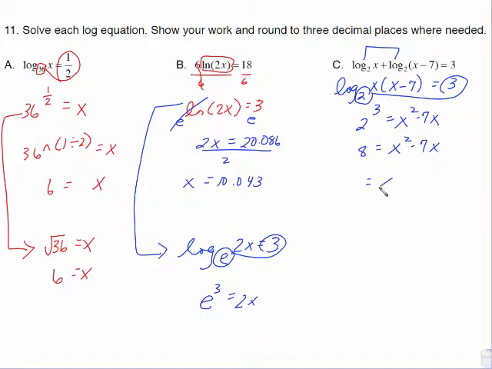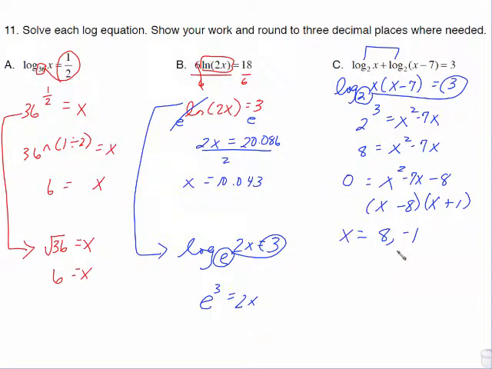To solve a quadratic equation, you have choices of factoring or the quadratic formula. Either way, you want everything on one side in descending order. I'm going to factor this because that's easier. Factors is x minus 8 times x plus 1, which gives me these two supposed solutions.